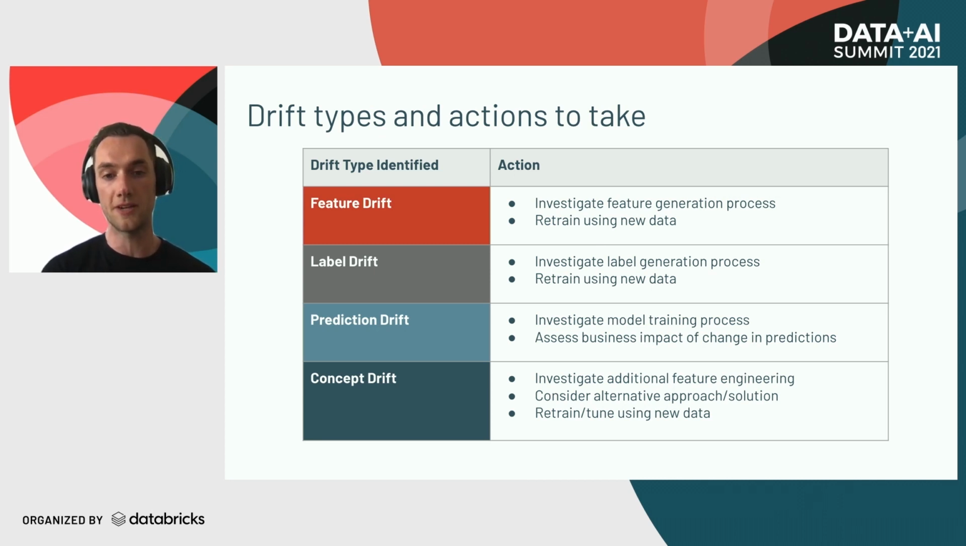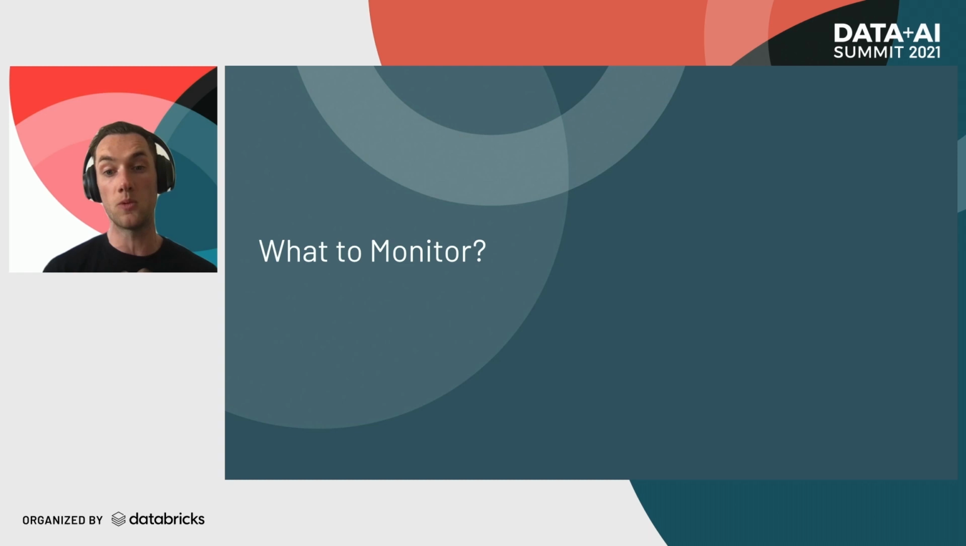So whilst we know the different types of drift that we want to identify and the actions that we want to take if we spot them, what Jiangyun will now do is take us through what are the statistical tests that we can utilize to identify these?